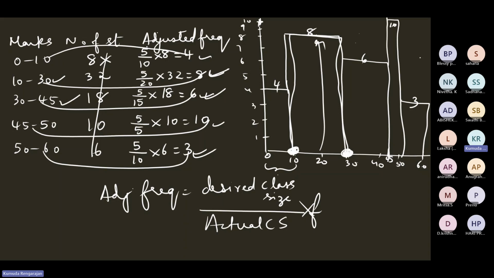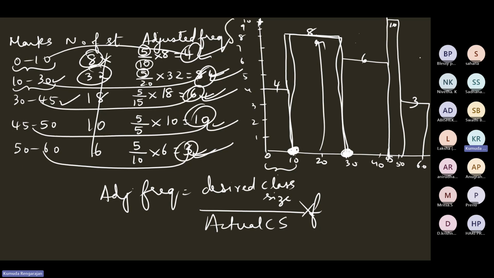So you can see here, we want the size to be 5. But what is the actual size? 10, into the frequency 8. For the next one, the desired is 5, but the actual in the second one is 20, into the frequency 32. Like this, you should find the adjusted frequencies, and these will be the heights of the rectangles. Depending on these numbers 4, 8, 6, 10, and 3, you should decide what scale to take on the y-axis. When the maximum value is 10, you can take 1, 2, 3, 4 itself till 10.